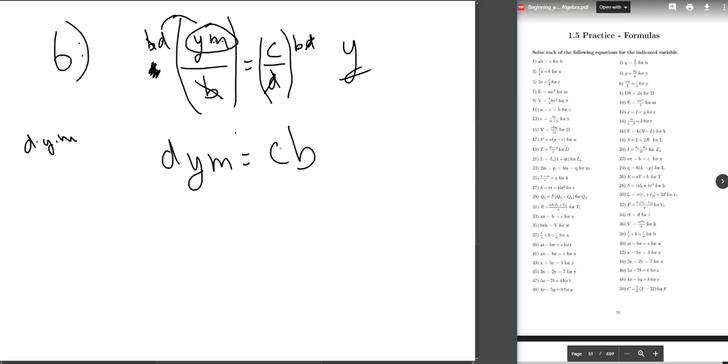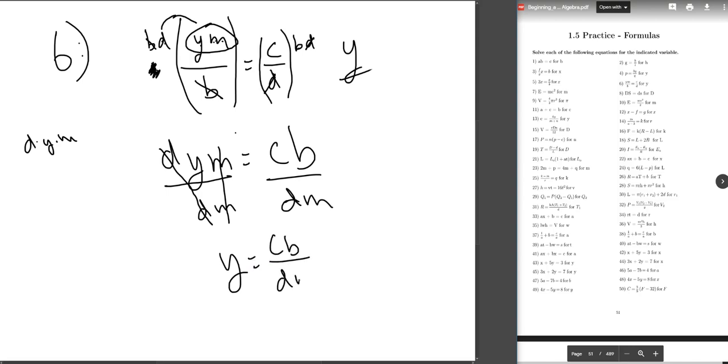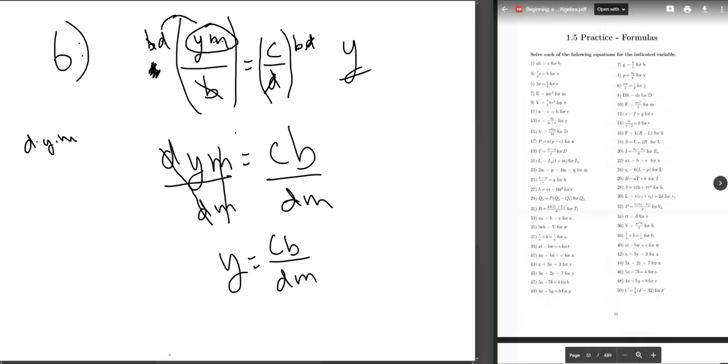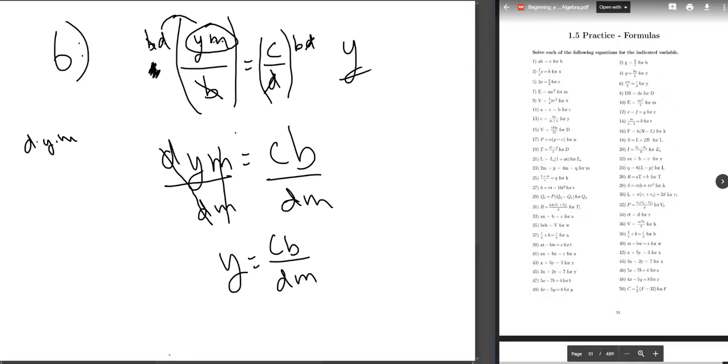And here it's the same thing. So we are solving for y. So I'm going to divide both sides by dm. Makes sense? So this one is canceled. This one is canceled. I'm left with y equals cb over dm. Let's go see what the answer is. Number 6, cb over dm, we're good. Okay, so we keep plowing forward.